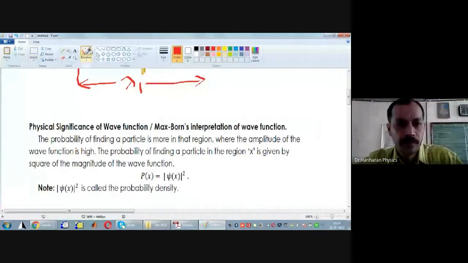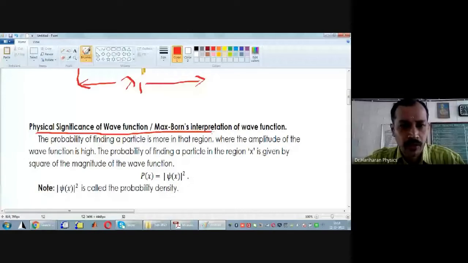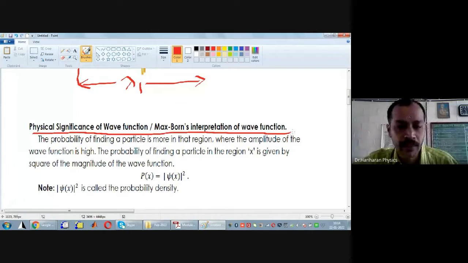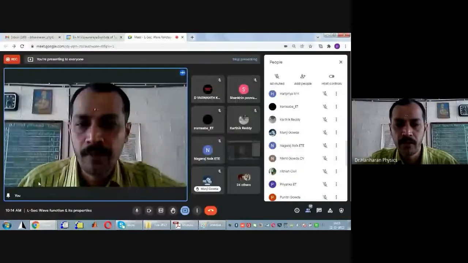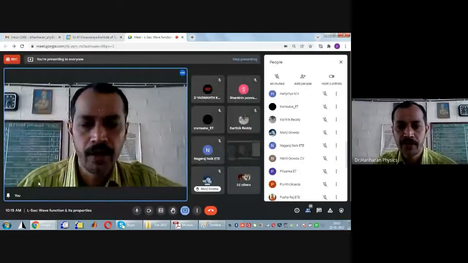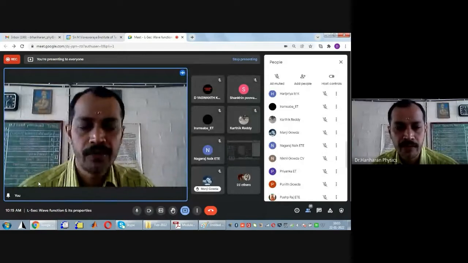The physical significance of wave function is also called Max Born's interpretation of wave function. Now, what is the significance of wave function? According to the Heisenberg uncertainty principle, can we tell that you can find an electron precisely in this region? The answer is no. You can't talk about the exact value of the location of an electron or the exact value of the velocity of an electron.